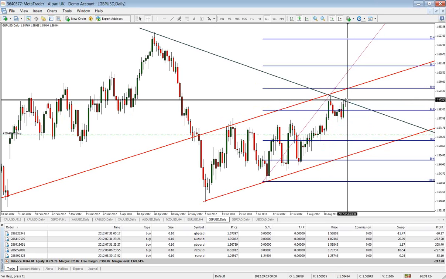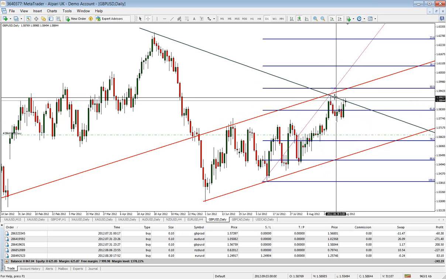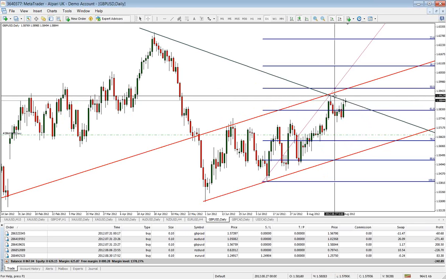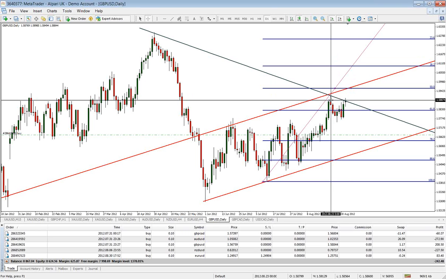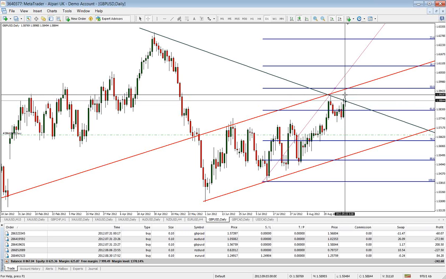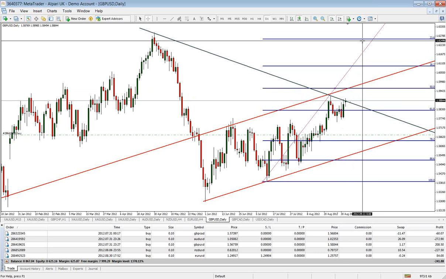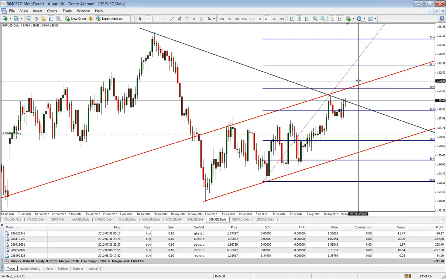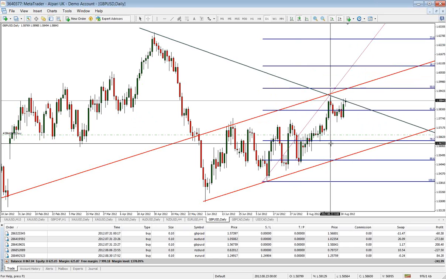So currently we do need to break the high of the 159. We need to close the daily close above 159.15 in order to confirm the further uptrend, and I think we will see that very, very soon. These or next weeks we should break, and the market should be accelerating. We should see quite a rally on the pound US dollar. So that's what I expect.